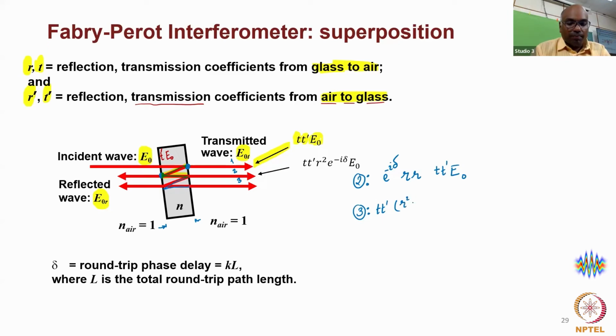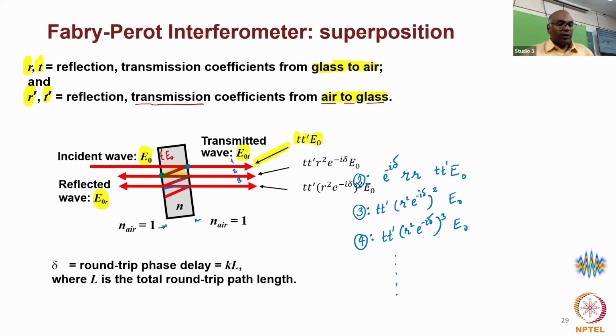And each round trip modifies the wave amplitude by a coefficient r squared e to the i delta. Two reflections, r times r, and one round trip propagation e to the minus i delta, right? So therefore, for the third piece, it is T T prime multiplying r squared e to the minus i delta twice. In fact, by inspection, we can more or less write down what the fourth piece is going to be. It is r squared e to the minus i delta cubed multiplying E naught, and so on and so forth.